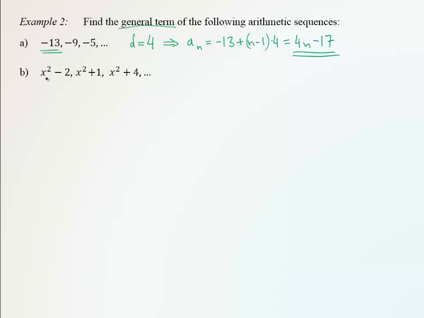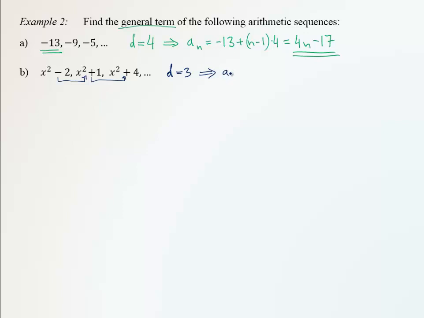And let's see what we have in the second example. This sequence is not numerical. The terms of this sequence are expressions, but we can still observe the common difference from the first term to the second term. Let's take x squared plus 1 and subtract x squared minus 2. So it's 1 minus negative 2, so it's actually 3. The common difference is 3. Also, if we check the difference between the second and third terms, it will be 3 as well, because x squared cancels and 4 minus 1 is 3. So yes, that's our common difference.